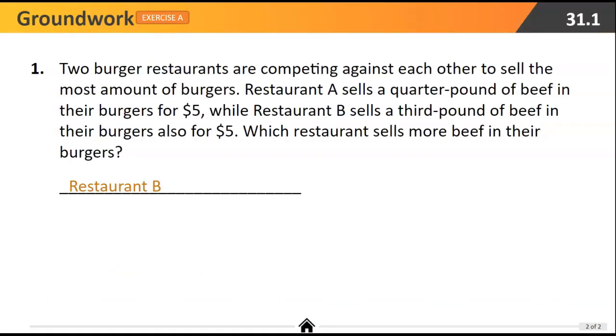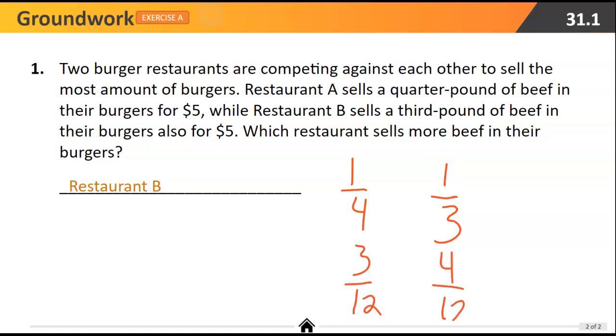When we're looking at these restaurants, we've got Restaurant A selling a quarter pound of beef in their burgers for $5, while Restaurant B sells a third pound. Well, if we're comparing 1 over 4 to 1 over 3, if we convert that to twelfths, because that's our common denominator, this is 3 over 12, and this is 4 over 12. Well, 3 over 12 is smaller than 4 over 12, and so that's why it told us that Restaurant B was our answer.